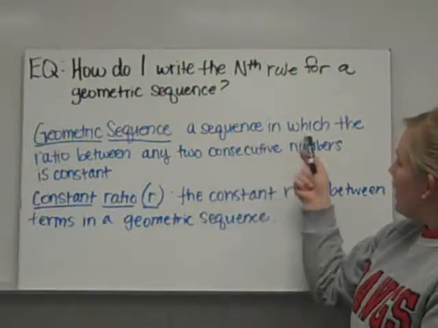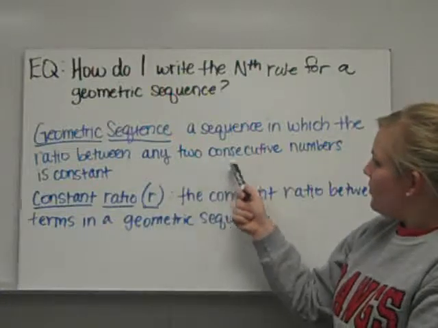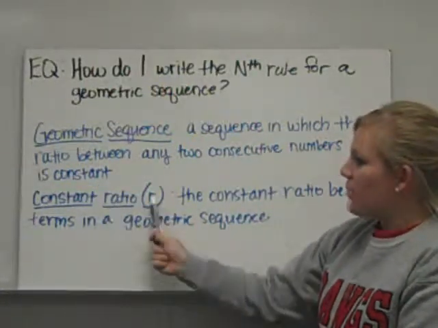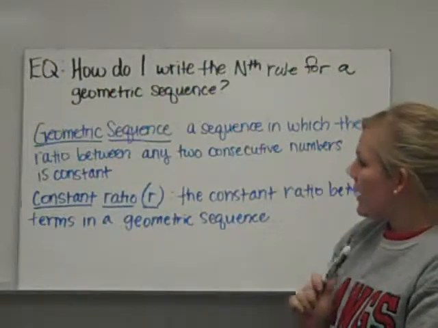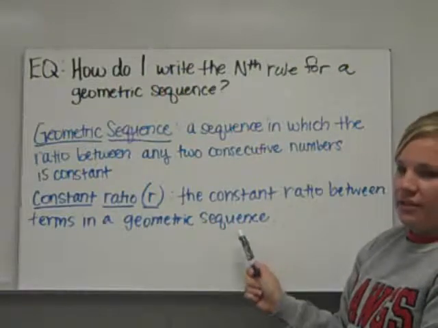It is a sequence in which the ratio, notice ratio, between any two consecutive numbers is constant. A constant ratio, which we represent using a lowercase r, is the constant ratio between terms in a geometric sequence.